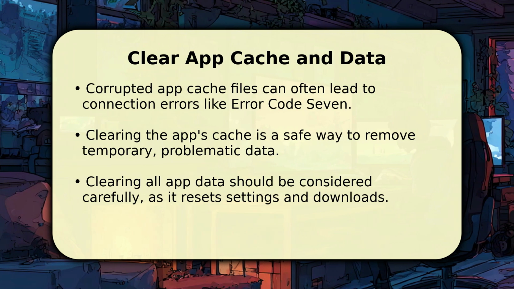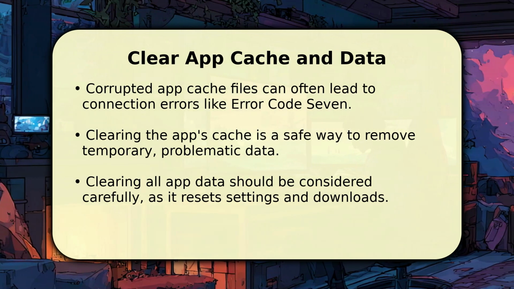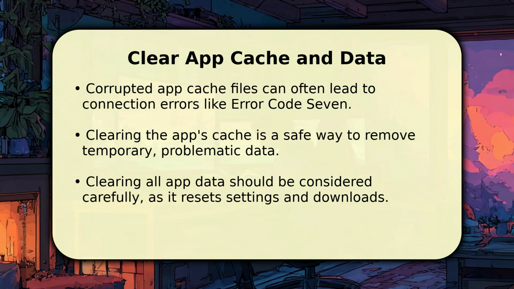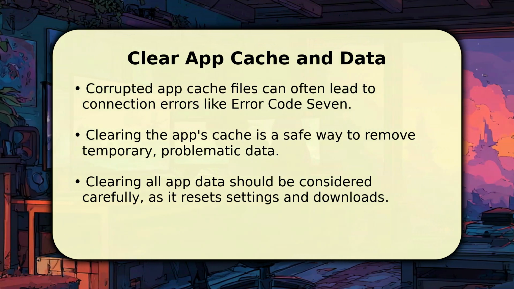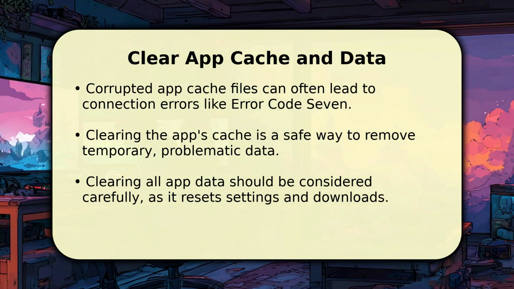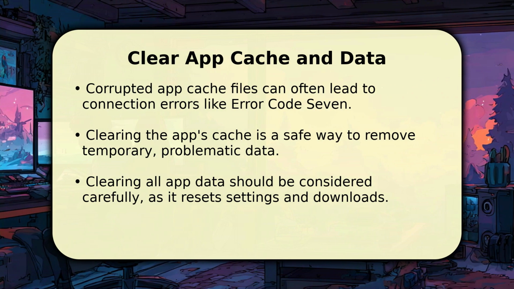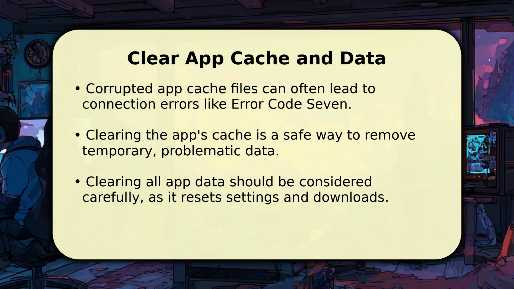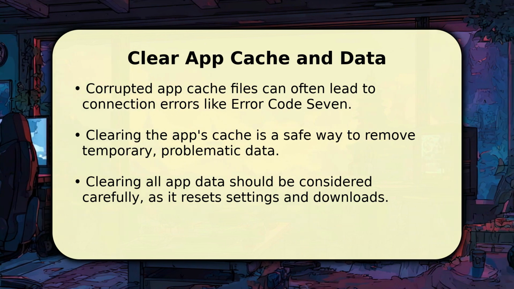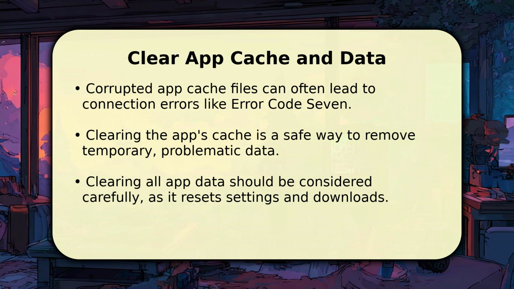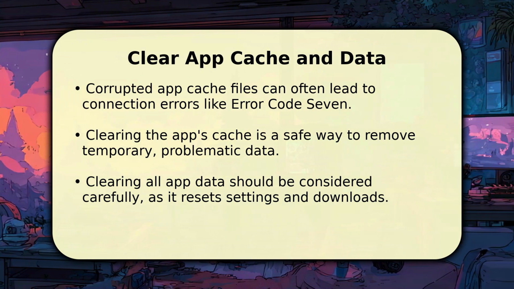If restarting didn't do the trick, let's look at the app's data. Over time, temporary files in the app's cache can become corrupted, leading to issues like error code 7. You can clear the cache in your device's app settings, which is generally quite safe and won't delete your flight plans or settings. If that still doesn't work, consider clearing all app data, but remember, this will essentially reset the app to its fresh installed state, so you'll need to re-download scenery packs and log back in.